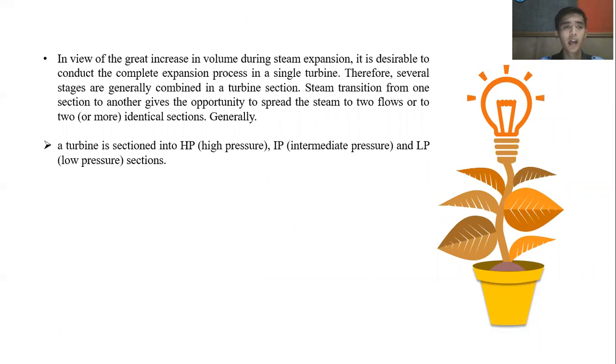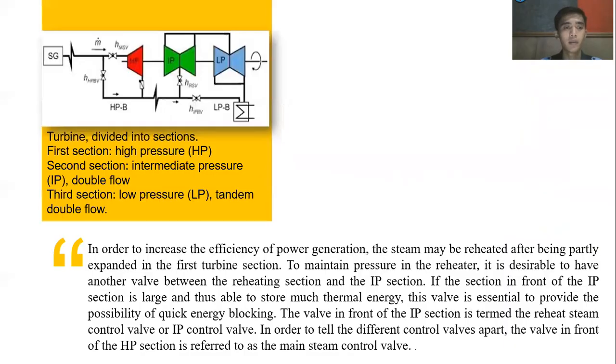Okay, in view of the great increase in volume during steam expansion, it is undesirable to conduct the complete expansion process in a single turbine. Therefore, several stages are generally common in a turbine section. Steam transitions from one section to another, giving the opportunity to reheat the steam. A turbine is divided into a high pressure, an intermediate pressure, and a low pressure section. Okay, next, picture of turbine divided into sections.